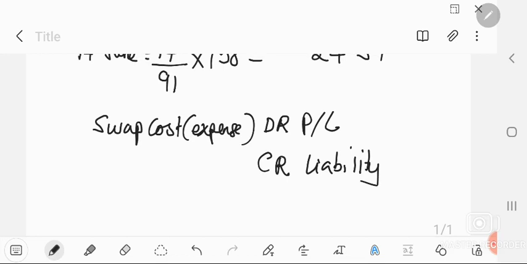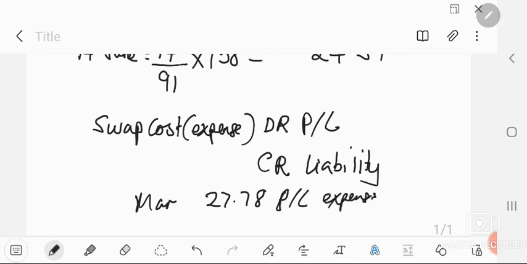So to demonstrate in March, you can say, okay, for March, what they'll do in March is they will say 27.78 profit or loss expense, or you can say 27.78 debit P&L, even just put debit P&L, and then credit 27.78 liability, just like that. That's basically the accounting treatment you're advising here.